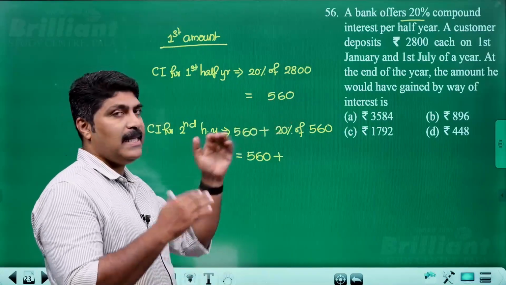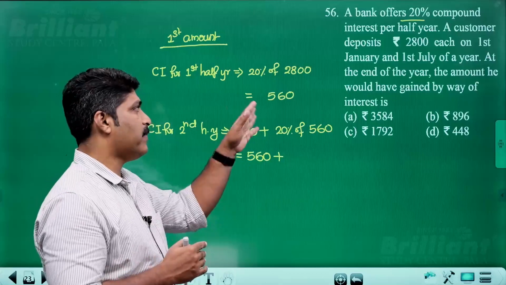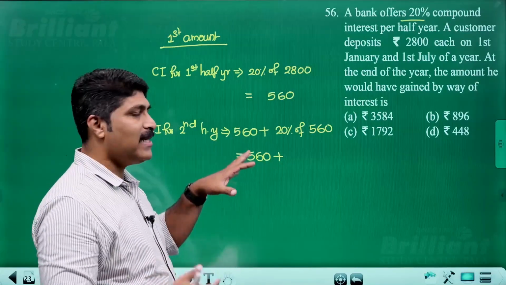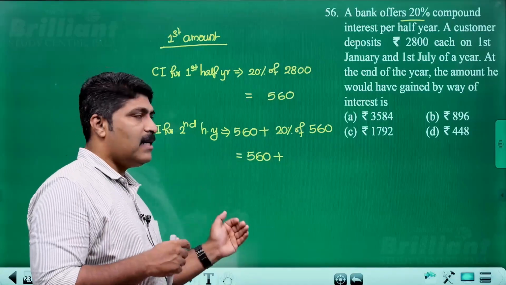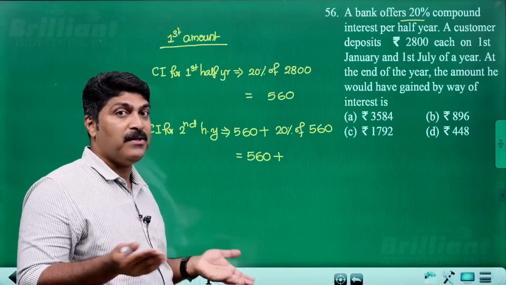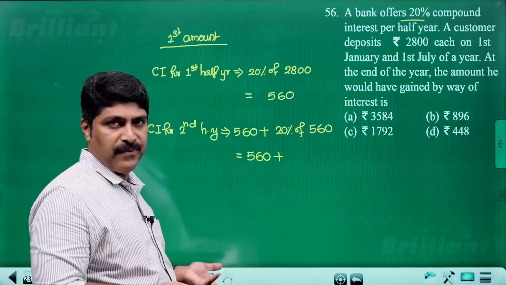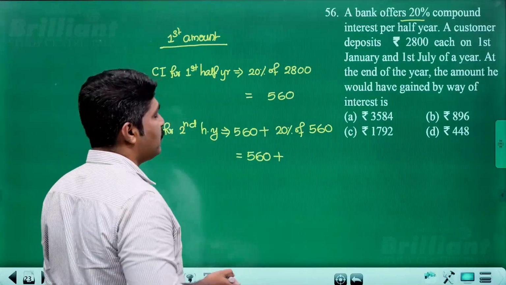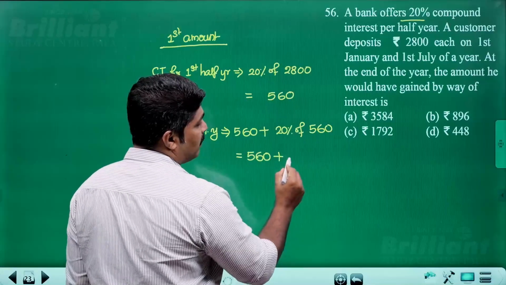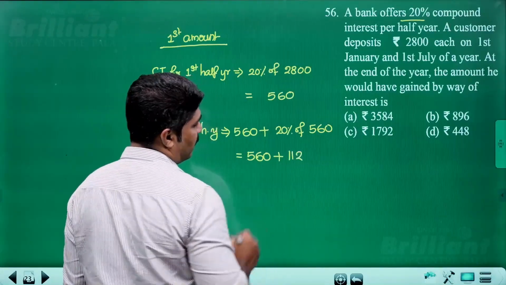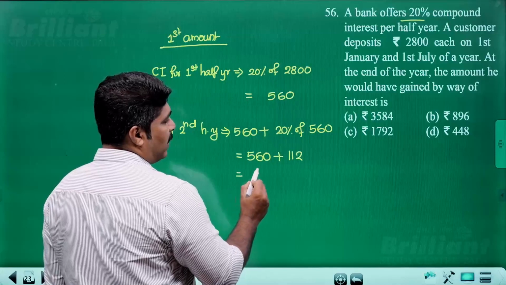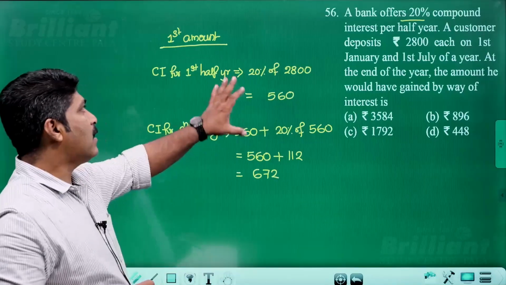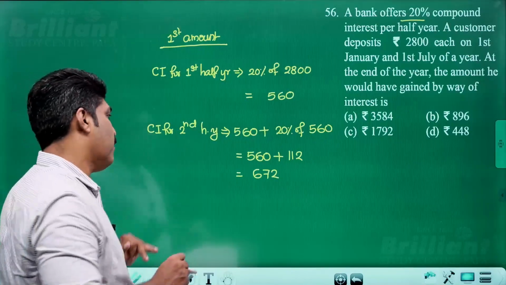Here the first year's compound interest is 560. It's 20% more, that's the second year's compound interest. Similarly, if you need to find the third half year's compound interest, that is again 20% more than this amount, this final sum. Here, 20% of this value is equal to 112. So therefore, this sum is equal to 672. So these are the compound interests for the first half year and second half year.